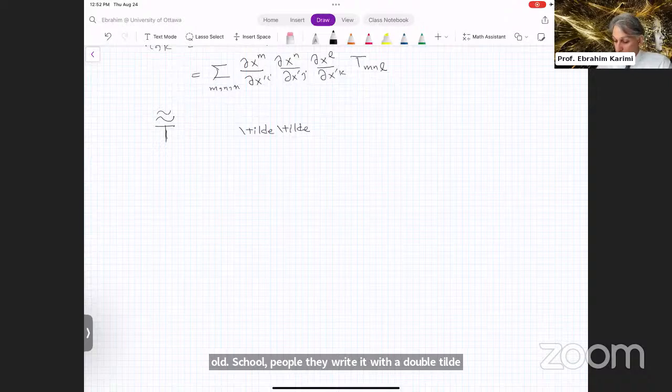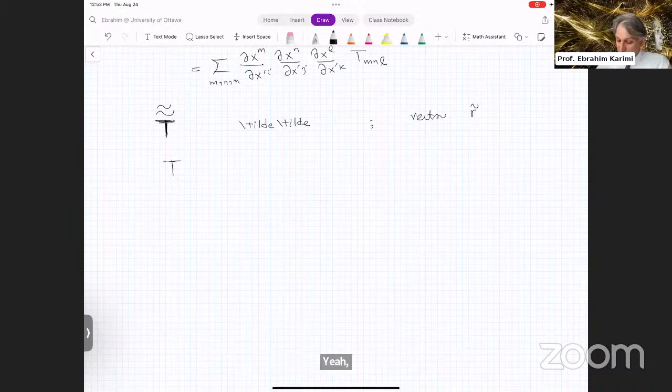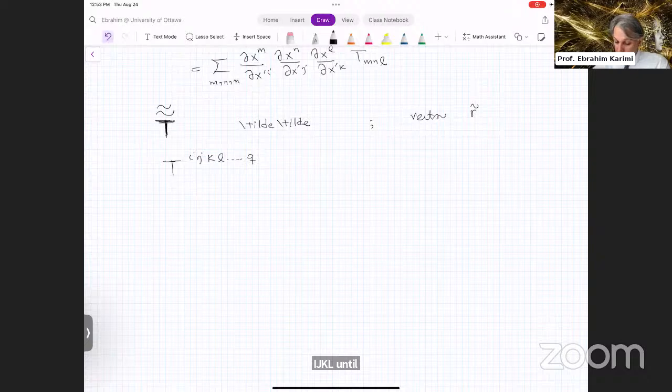Like, how did I write the vector? The vector R, I have written as R tilde. And here is a tensor. If you don't write the indices, you write it as a T double tilde. If you write it with indices, so you are defining the components of that, you can write T, I, J, K, L until, let's say P, just not to get confused with the other one.